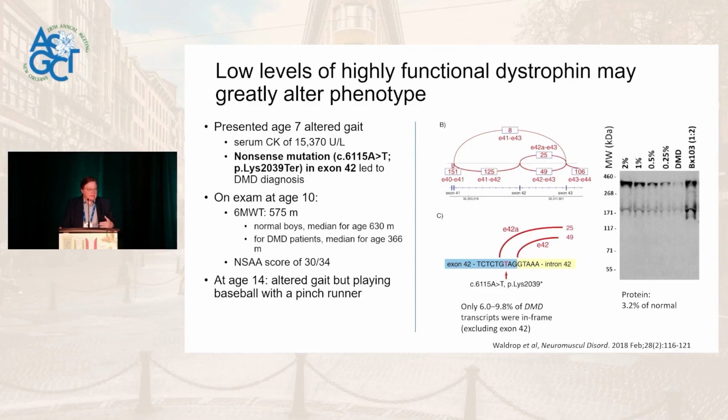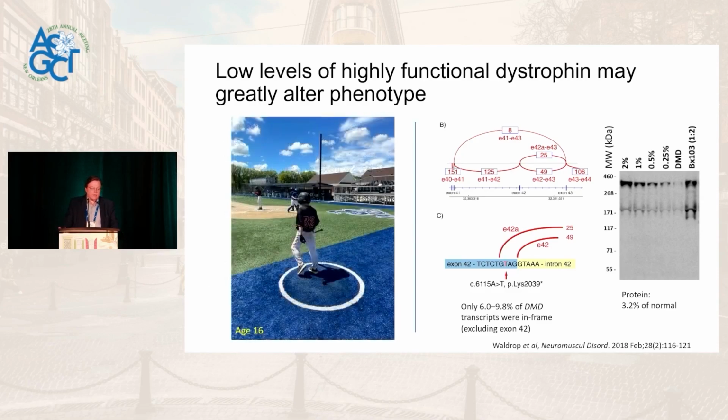He has levels of about 6 to 10% of mRNA that lack exon 42 with a nonsense mutation, and he makes levels of about 3%. And that's good enough at 3%. Here at age 16, he was going out and pinch hitting. He's a fanatic for the Cleveland Guardians, and he goes out and pinch hitting and is walking around the campus of Ohio State University now.